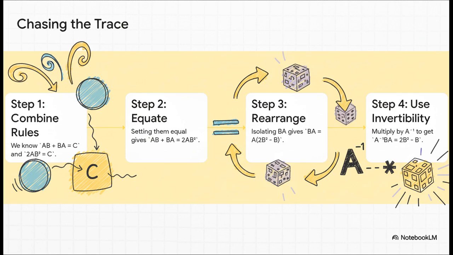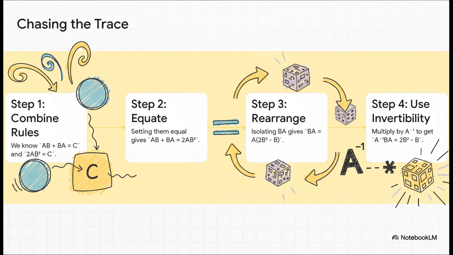Now just a little bit of algebra. Let's shuffle things around to get BA by itself. That gives us BA equals A times (2B squared minus B). And for the grand finale, remember that new intel?